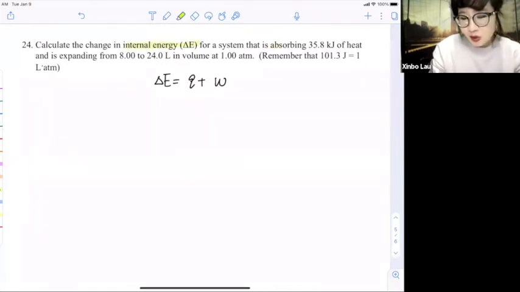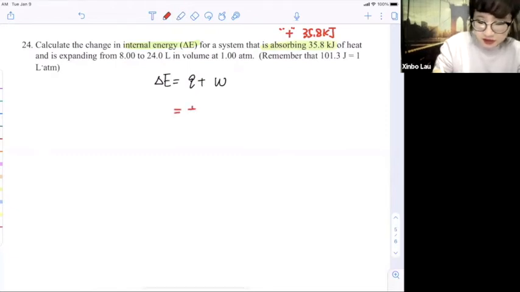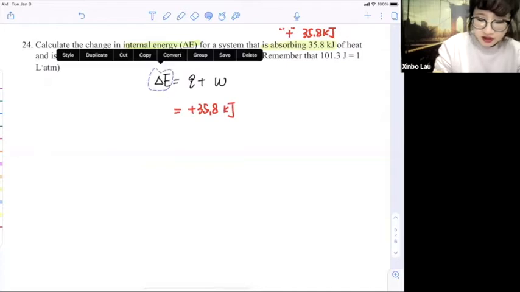So a system is absorbing that much heat, which means the heat is positive. How much? 35.8 kilojoule. So let's put that information in: positive 35.8 kilojoule. And then what about work?